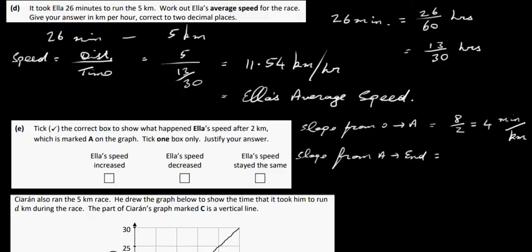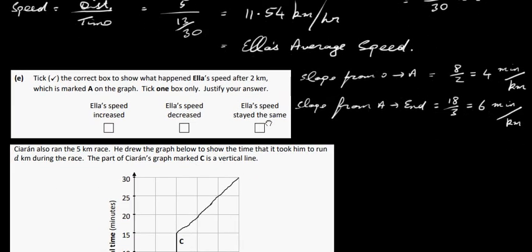So let's just go back down and do that here. You've got 18 over 3, which is equal to 6. And again, this is minutes per kilometer. So from 0 up to A, she does 4 minutes for each kilometer. From A up to the end, it takes her 6 minutes to do each kilometer. So what actually happens there then? She must slow down. It takes her longer to do each kilometer.